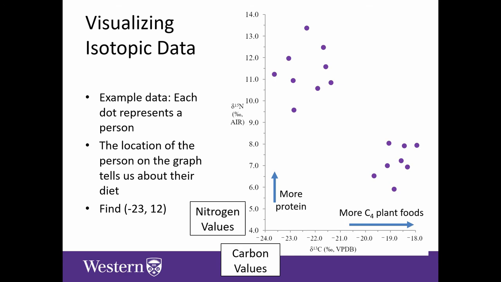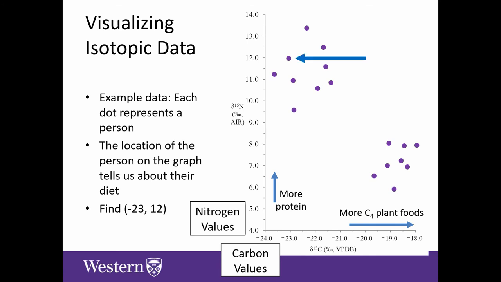I always like to explain my isotope graphs. So we have carbon values on the x-axis, nitrogen on the y-axis. So as the individuals move up that y-axis, you're getting more protein in the diet. As you're moving down the x-axis, you're getting more C4 plant foods in the diet. So this is just example data, but I like to ask people, can you find this individual? See if you can find that person on this graph so you can read isotope data. So the first number is carbon, the second number is nitrogen.